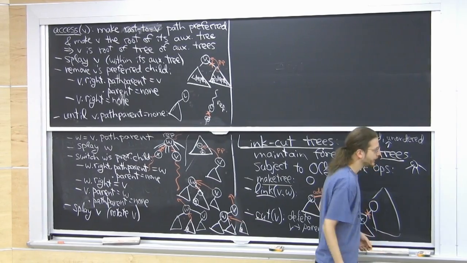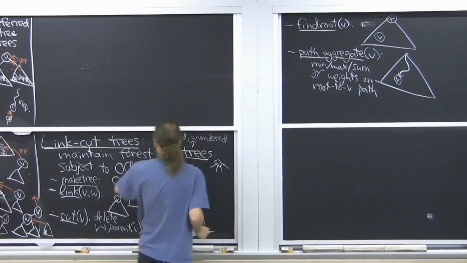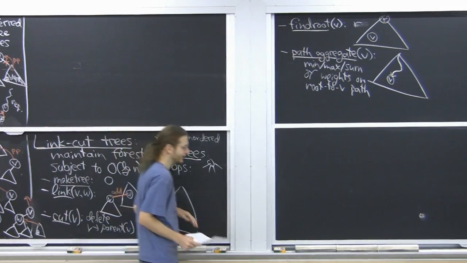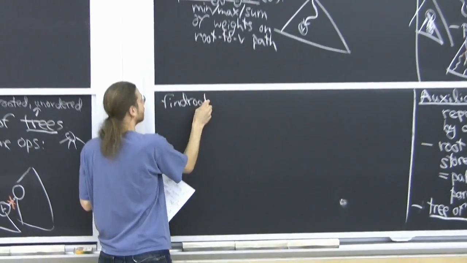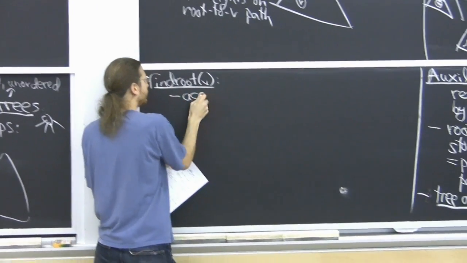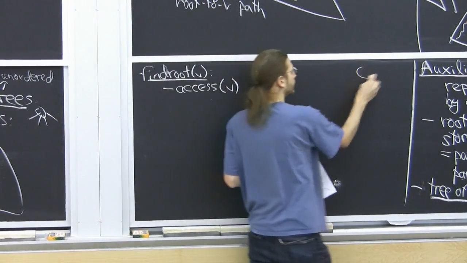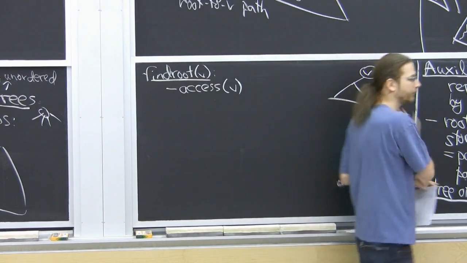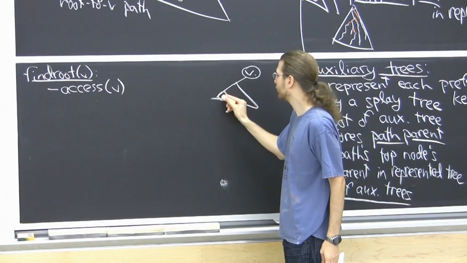Cool. Now let me tell you how to do, first I'll do the queries, and then I'll do the updates, link cut. Make tree is pretty trivial. I think you know how to do make tree. So let's start with find root. For find root, first thing we're going to do is access v. So what that gives us is v, no right child, some left child. This is v's aux tree, but the root of the overall tree is right here.